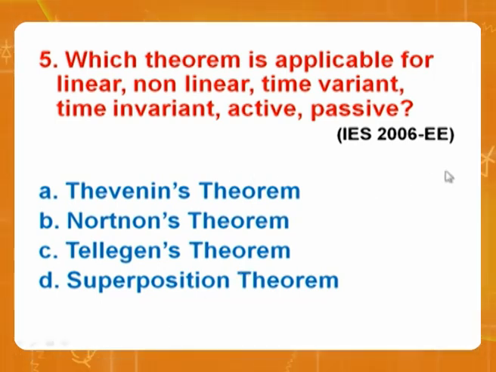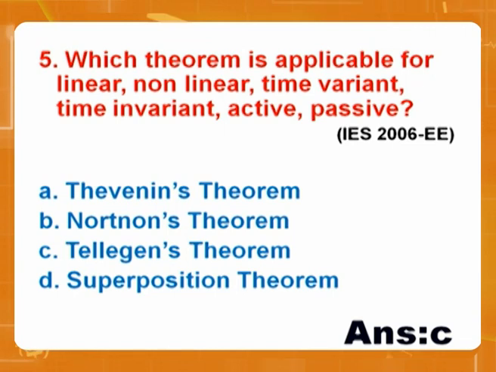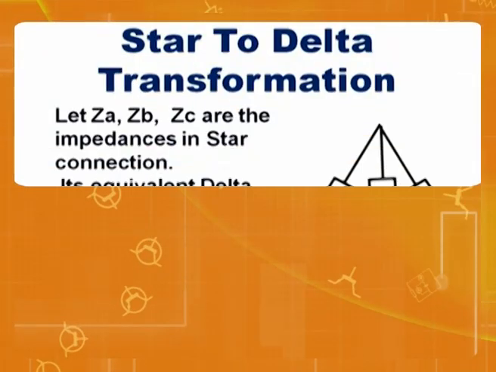Now, which theorem is applicable for linear, non-linear, time variant, time invariant, active or passive? This was given in IES, and so many things are involved. You have none other than Tellegen's theorem. Why? It's only Tellegen's theorem which is applicable to everything. The only condition, one important condition as I said, is that Kirchhoff's laws should be satisfied. So answer is C, that is Tellegen's theorem.